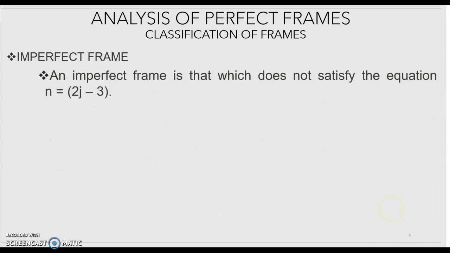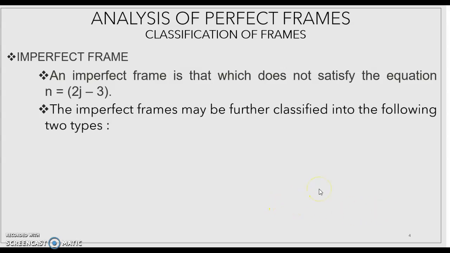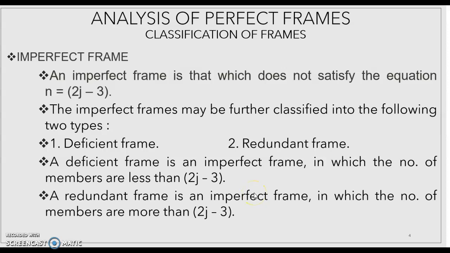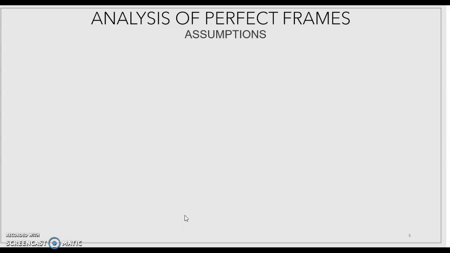Imperfect frame. An imperfect frame does not satisfy the equation n is equal to 2j minus 3. Imperfect frames are classified into two types, deficient frame and redundant frame. A deficient frame is an imperfect frame in which the number of members is less than 2j minus 3. And in a redundant frame, the number of members is more than 2j minus 3.